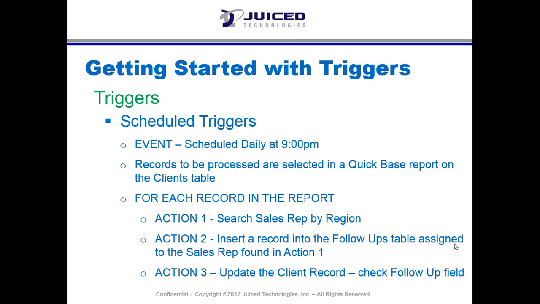The way scheduled triggers work is that for each record in the report, we will perform the same actions that we identified in the last trigger that we created. So for each record in the report, we'll search the sales reps to find the sales rep for the region of that client. We'll insert a follow-up record and assign the sales rep to that follow-up record. And then we'll come back and update the client record, and we'll update a checkbox field so we identify that we have, in fact, updated the client and set up the follow-up.